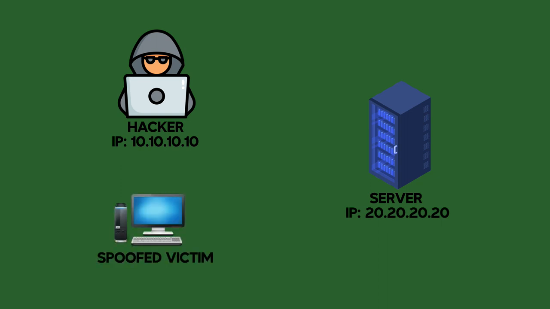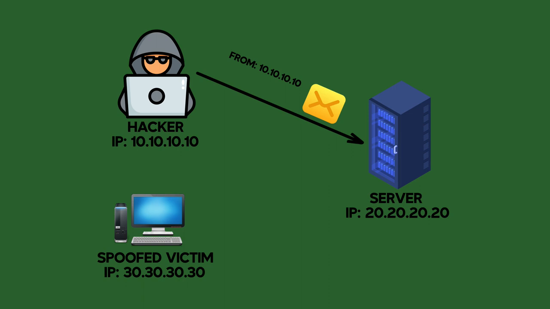What is IP spoofing? Well, it basically means faking your identity. We have a hacker with IP 10.10.10.10, a server with IP 20.20.20.20, and a spoofed victim with IP 30.30.30.30. When the hacker sends a request to the server, normally that request info should contain the from and the to field. The from field should be 10.10.10.10, the IP of the hacker, and the to field should be 20.20.20.20, the IP of the server.